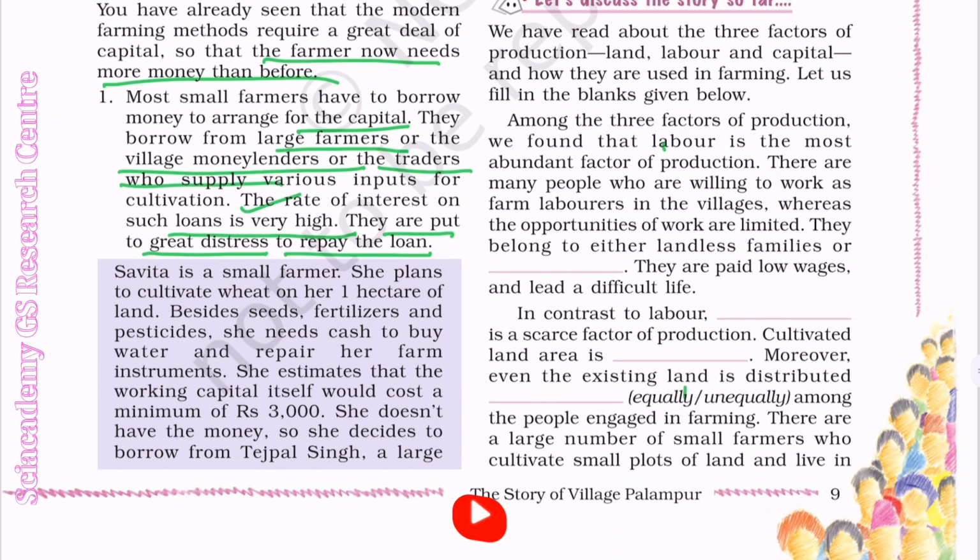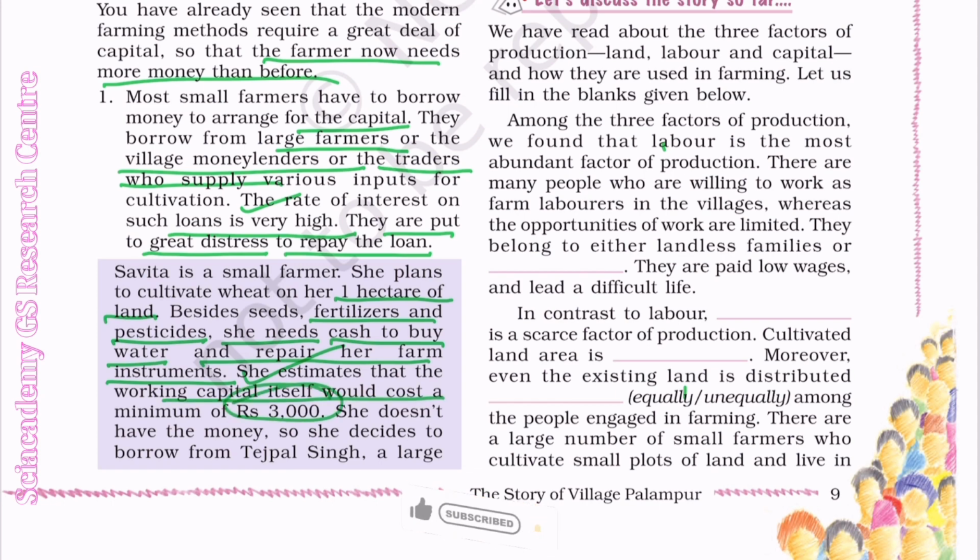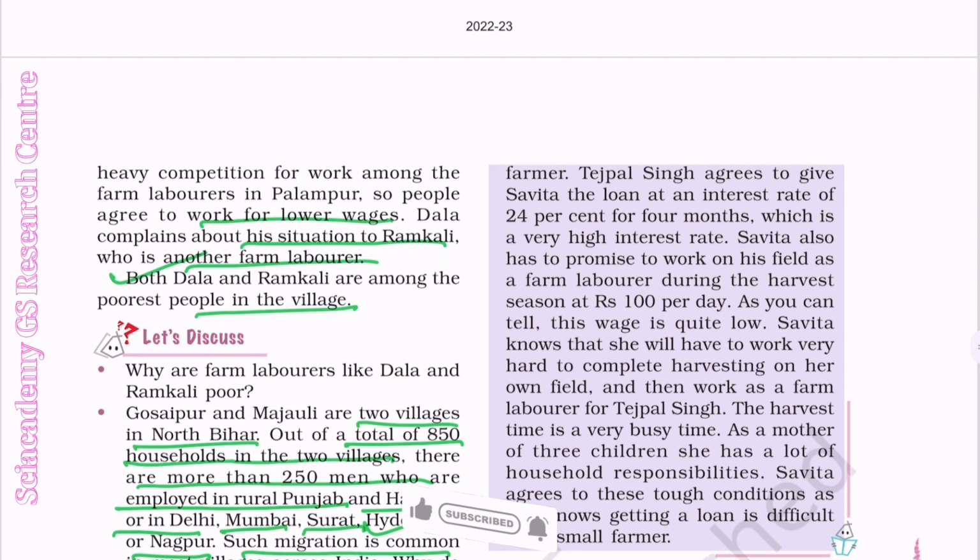Savita is a small farmer. She plans to cultivate wheat on her 1 hectare of land. Besides fertilizers and pesticides, she needs cash to buy water and repair her farm instruments. She estimates that the working capital itself would cost a minimum of 3000 rupees. She does not have the money, so she decides to borrow from Tejpal Singh, a large farmer. Tejpal Singh agrees to give Savita the loan at an interest rate of 24% for 4 months, which is a very high interest rate.